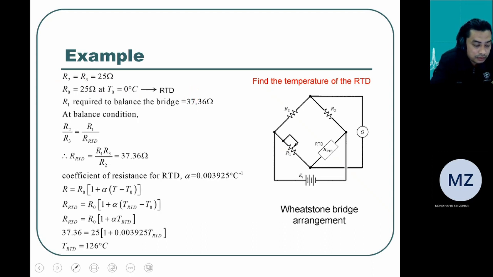And then just fill into the equation here. Okay, then you got RTD is 37.36. Of course, it will have the same value, because R2 and R3 are the same value.